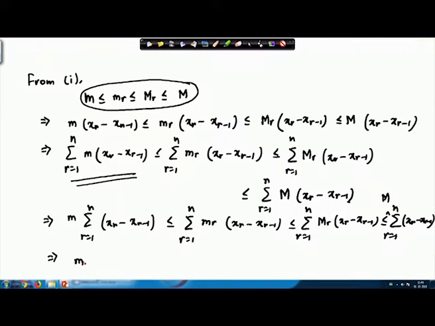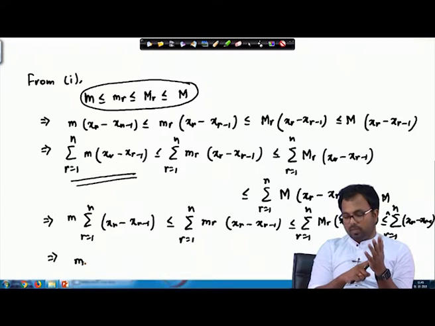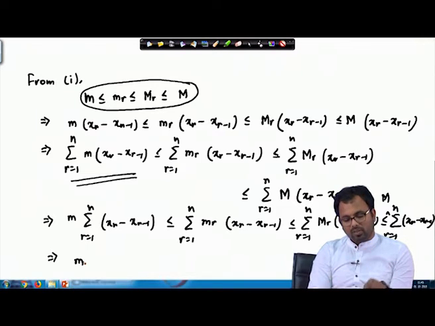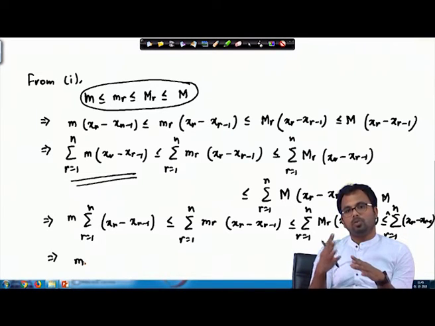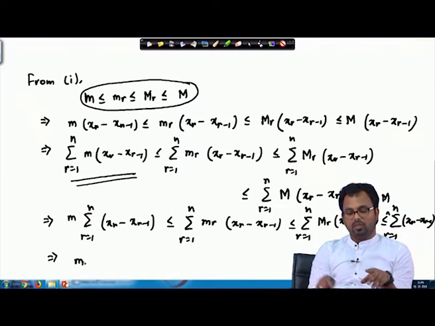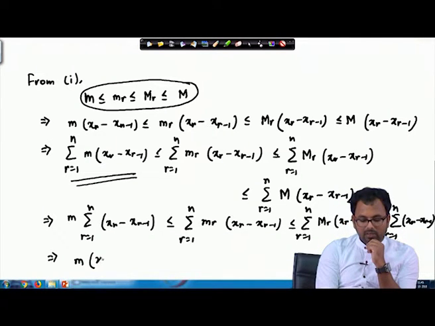So, that means we are adding x1 minus x0 plus x2 minus x1 plus x3 minus x2. If we expand this summation, then you will be able to notice that except xn minus x0, all other points cancel out. So, if you expand the summation, you will be able to see that, and ultimately we will be left with xn minus x0.